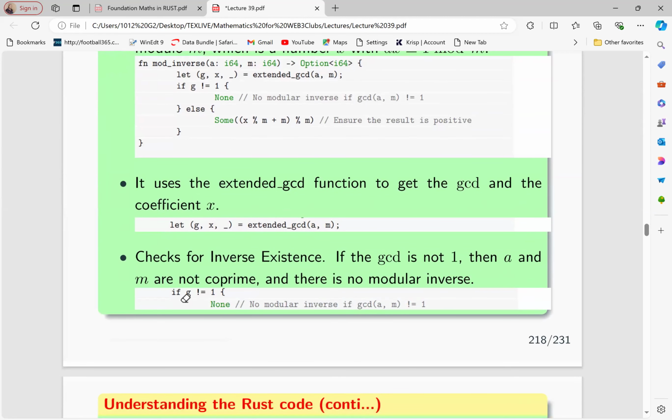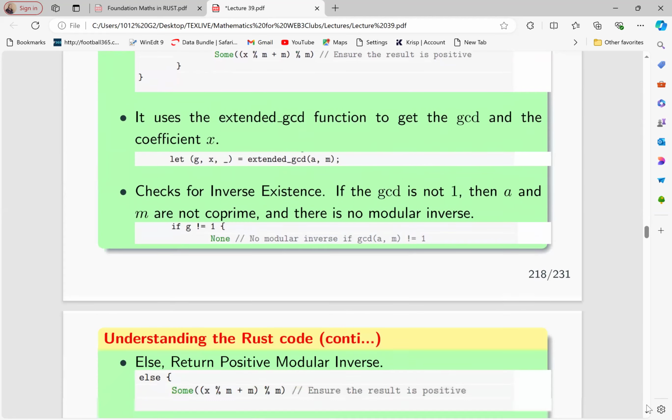Now, this part I've said what it means. This part says if the GCD is not equal to 1. So that is what that symbol means.